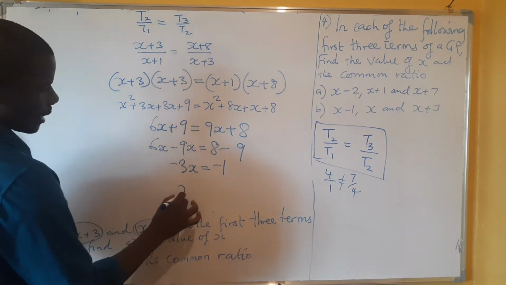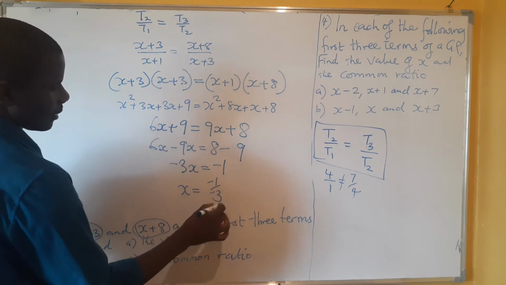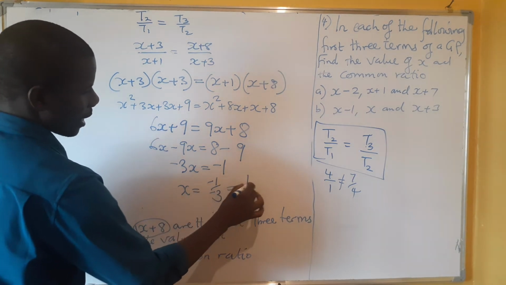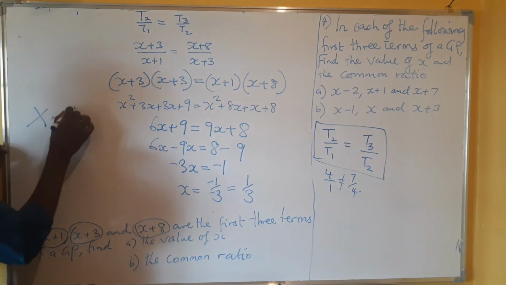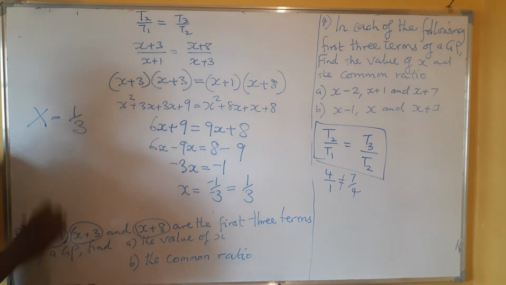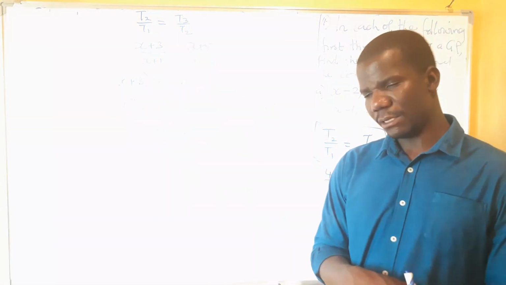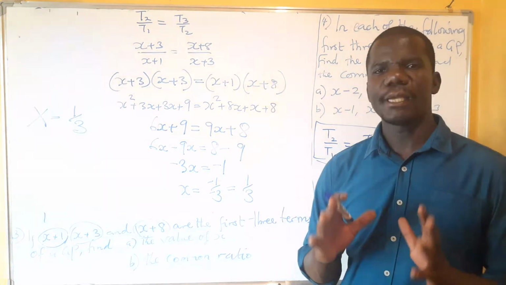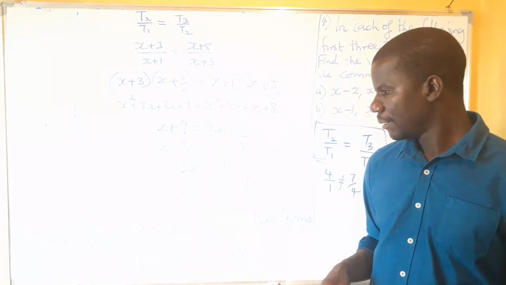Then now we want to look at the value of x. We all know that it will be minus 1 over minus 3, which is going to be equal to 1 over 3. So the value of x is equal to 1 over 3. This is the value of x. The value of x is not a common ratio. So we need to look at the common ratio separately. Okay?